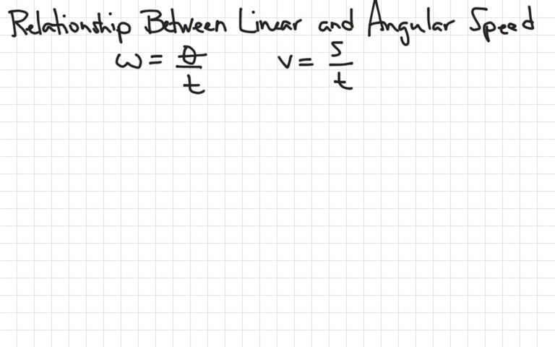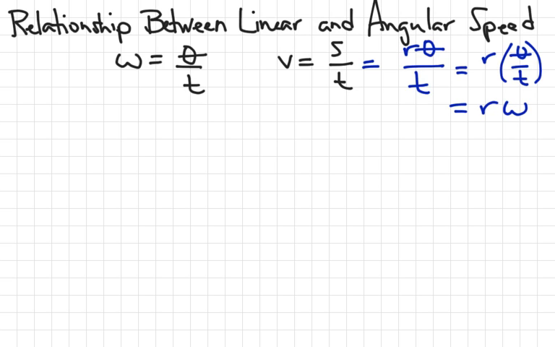Notice that the angular speed doesn't depend on the radius, but only on the angle. However, if we know the angular speed, omega, and the radius r, we can find the linear speed like this. Remember that we said s a moment ago was r times theta. Well, if I rewrite it like this, isn't theta over t just omega? So the relationship is that the linear velocity is also the radius times the angular speed.